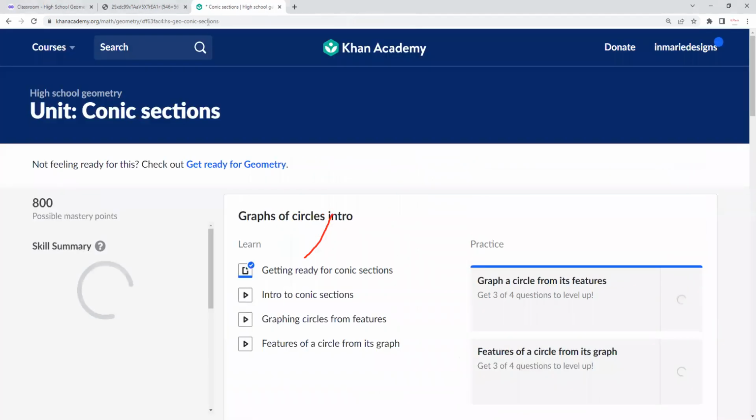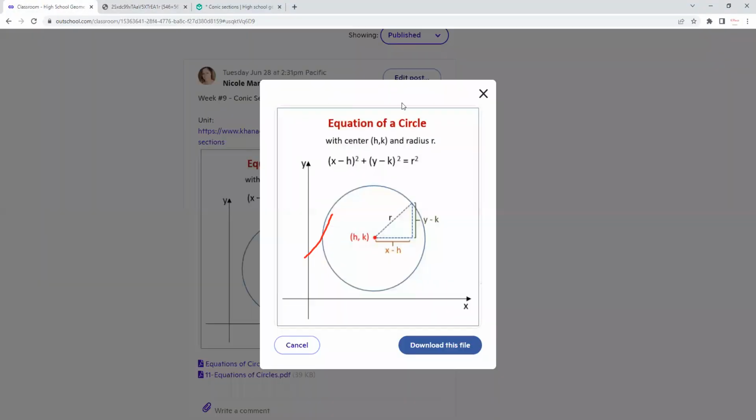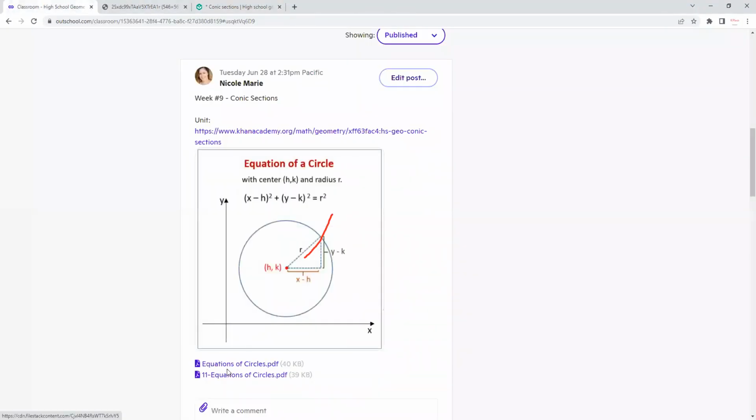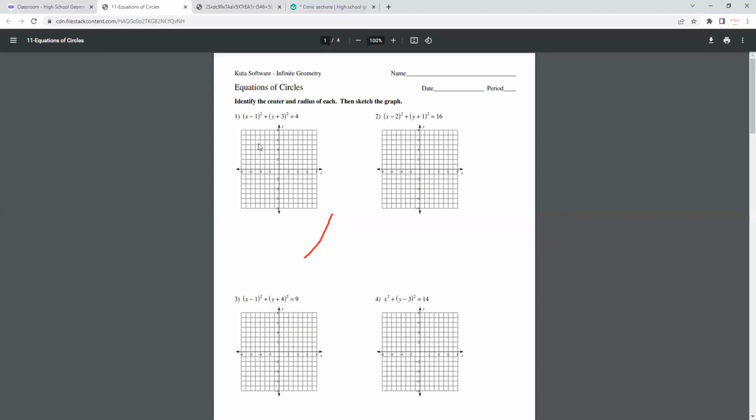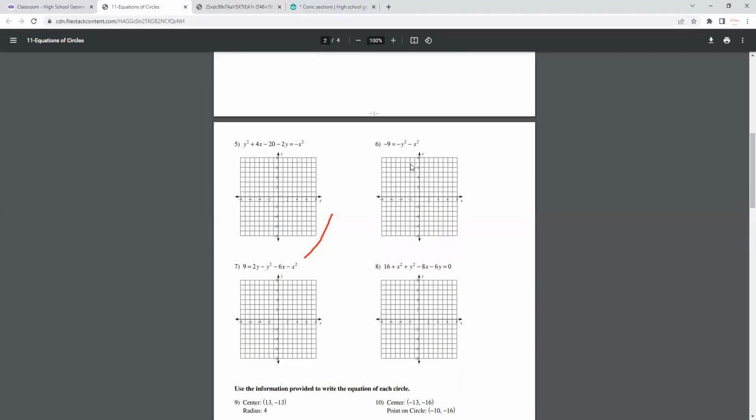Okay, so yeah, I just kind of wanted to review that. Let's look at the homework. So the homework is basically just doing the same thing. You're identifying the radius and then you're graphing it. Sketch the graph the best you can. You sketch it with the center of the circle and its radius.